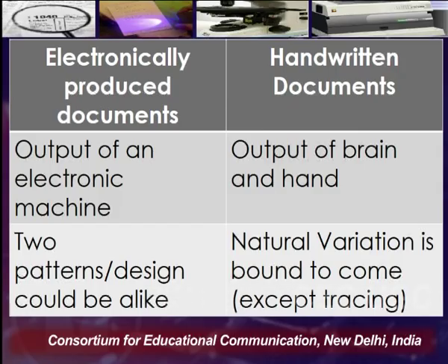If we are writing a word and writing it again, it will not be exactly similar. For example, if I write the word apple and write it again, the hole in the A and the lines of the P will vary. That is the difference between an electronically produced document and a handwritten document. This can be easily identified on that basis.